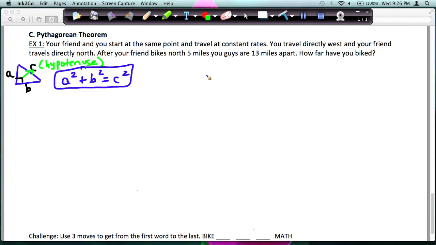So let's read this problem. It says your friend and you start at the same point and travel at constant rates. You travel directly west and your friend travels directly north. After your friend bikes north 5 miles, you are 13 miles apart. How far have you biked?